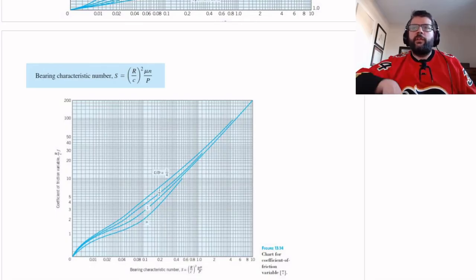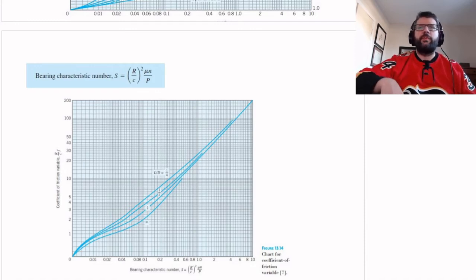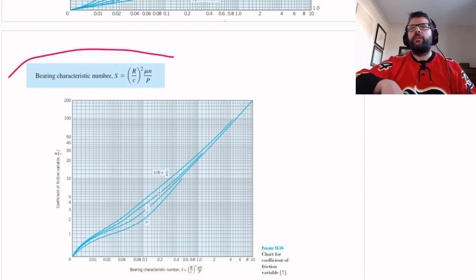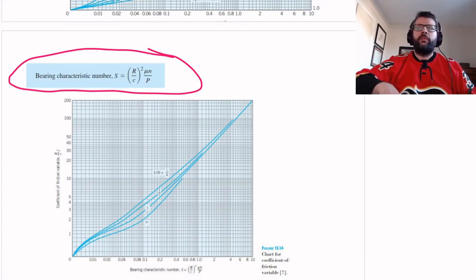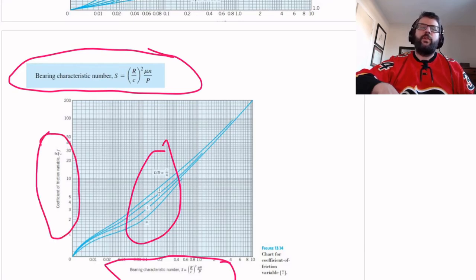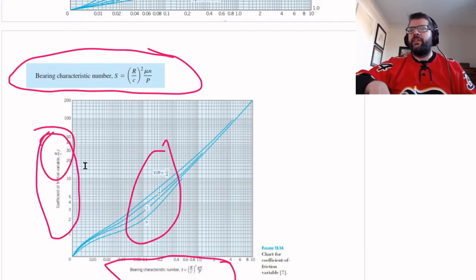There are other characteristics we're worried about too. Coefficient of friction is one of them. This chart gives us, in terms of our bearing characteristic number, for the different length to diameter ratios, our coefficient of friction variable. That variable is R over C times the coefficient of friction. So it's very important that you double check exactly what it's saying there on the side.